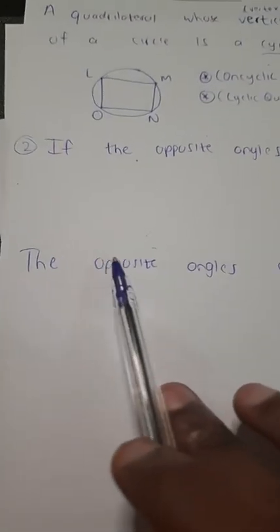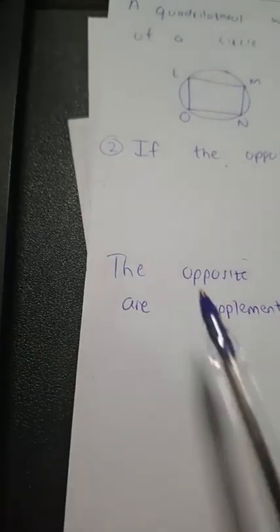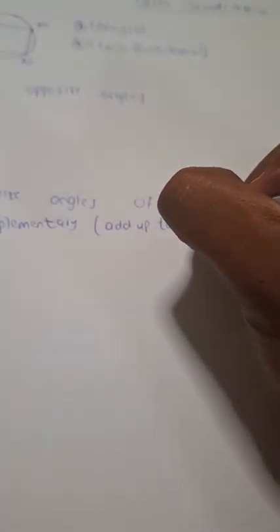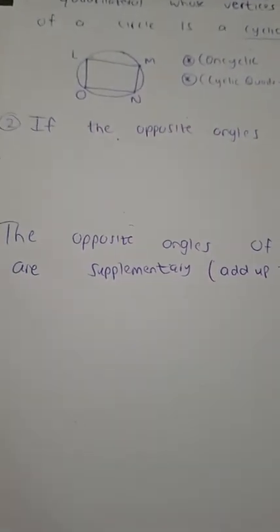The opposite angles of a cyclic quadrilateral. What about them? The opposite angles of a cyclic quadrilateral are supplementary. The opposite angles of a cyclic quadrilateral are supplementary. What does supplementary mean? From earlier grades, you know that supplementary means add up to 180 degrees. That's what it simply means.